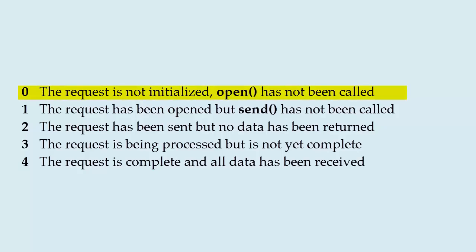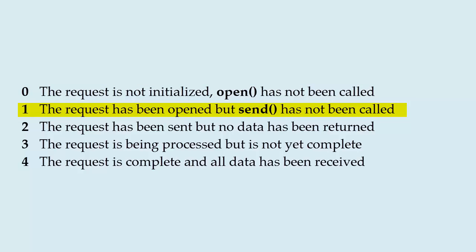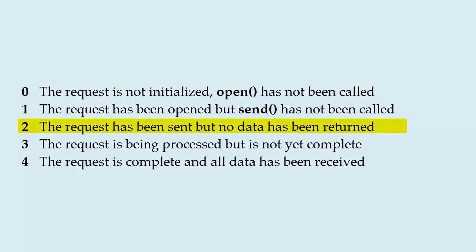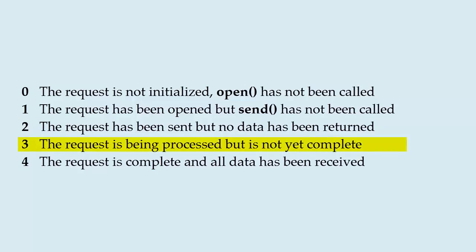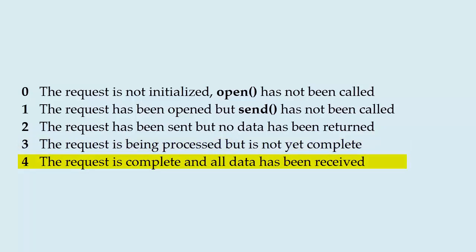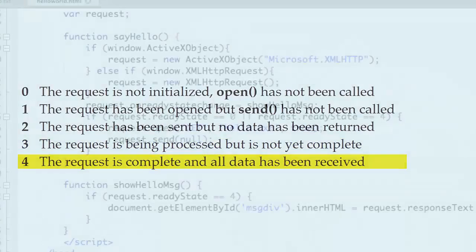0, the request isn't initialized, open has not been called. 1, the request has been opened but not sent, so send has not been called. 2, the request has been sent but no data has been returned yet. 3, the request is being processed but it's not yet complete. And 4, the request is complete and all the data has now been received.